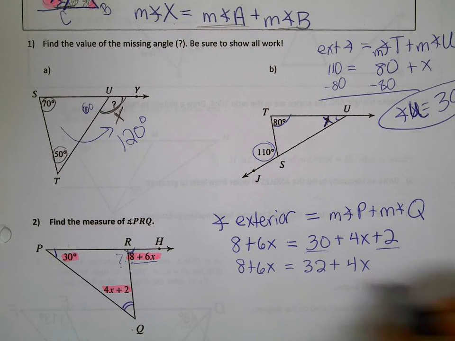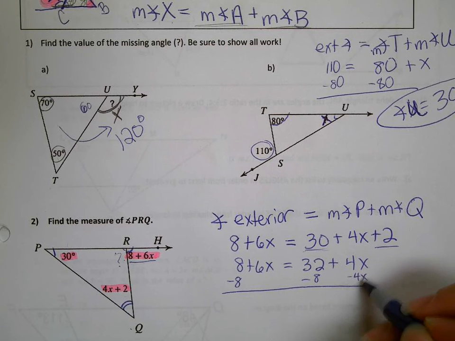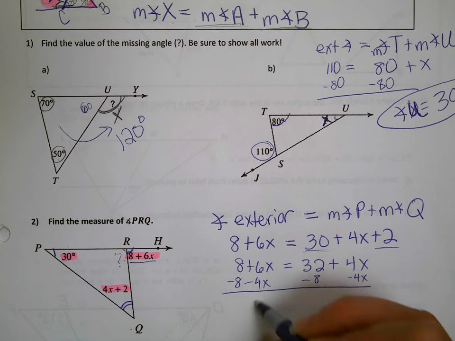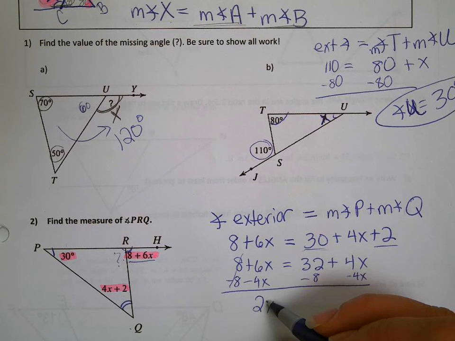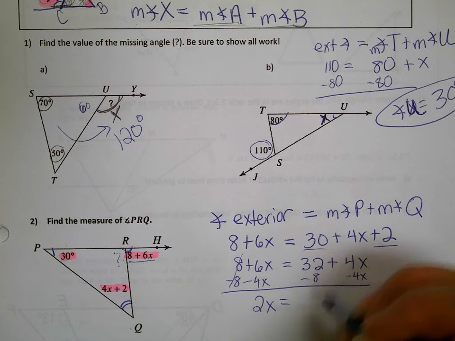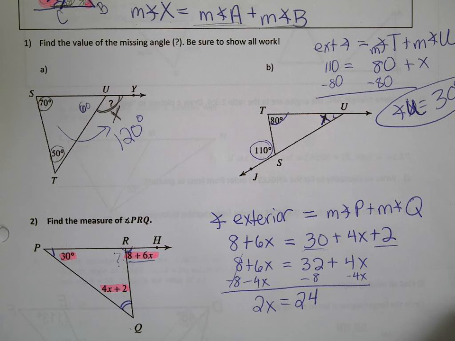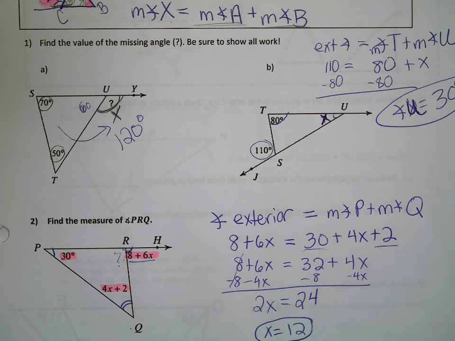And I'm going to subtract the 8 over because that's smaller. I'm going to move the 4x's over because they're smaller. So then these cancel. 6 minus 4 gives us 2x equals 32 minus 8 is going to be 24. Therefore, x is 12 when we divide by 2.